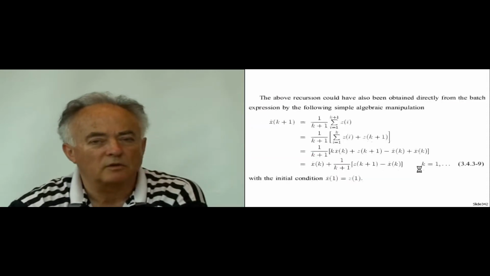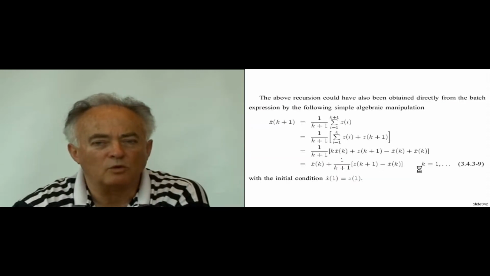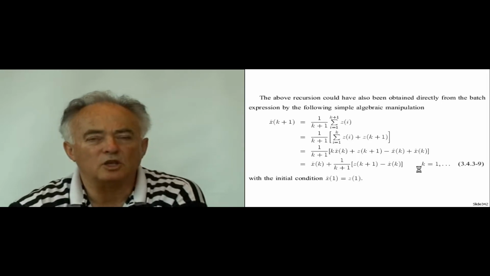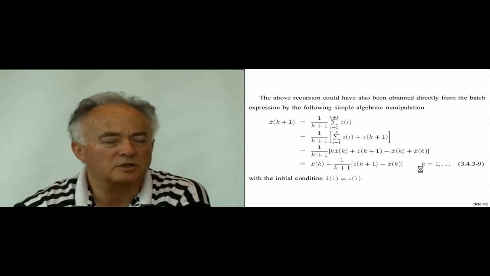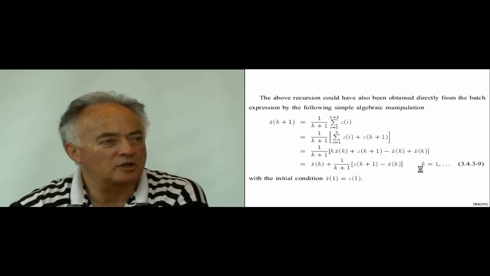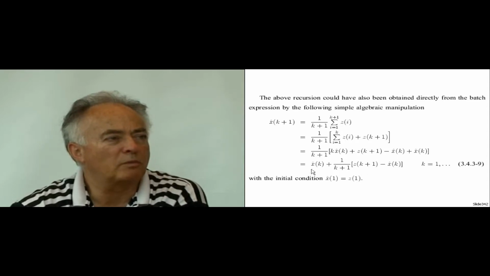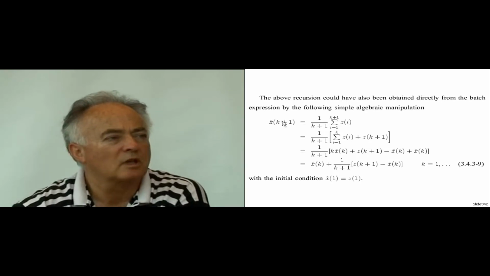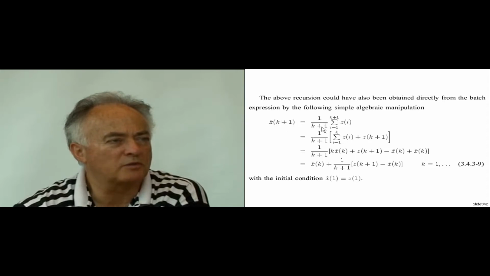Now, for this very simple problem, we could have taken the batch form and just manipulated it into a recursive form, rather than use the big gun of the general recursive least squares estimation. Let's go through this second way of obtaining the recursion, which is specific to the problem, namely x hat k plus 1 being 1 over k plus 1 times the sum of z i, i going from 1 to k plus 1.